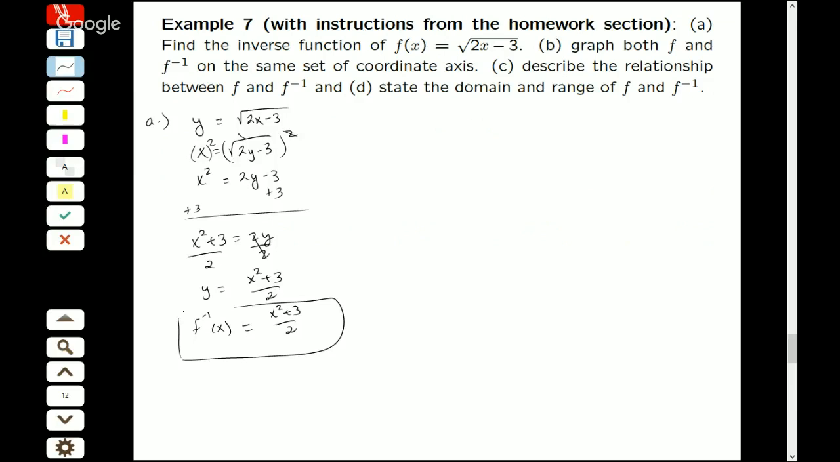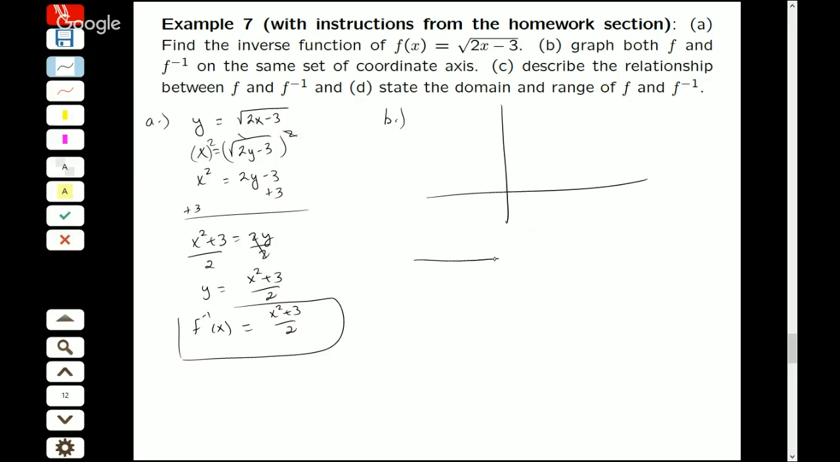Part B says graph both f and f inverse on the same set of coordinate axes. So we just have to graph one of them. The other one will be the inverse of it. It will be the reflection across the line y equals x. It doesn't matter which one we choose to graph. So I'm going to graph the first one.